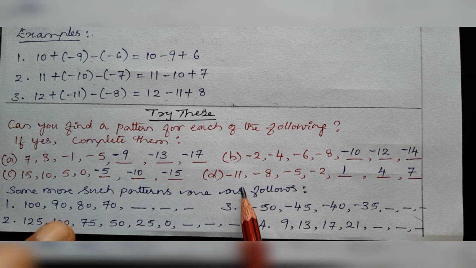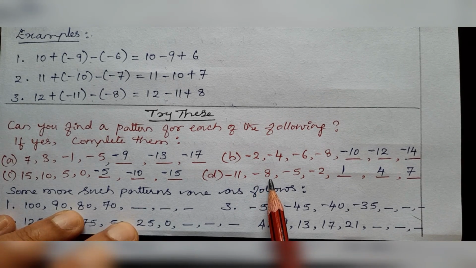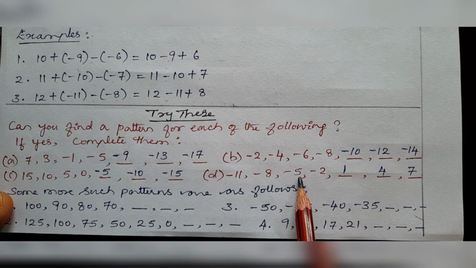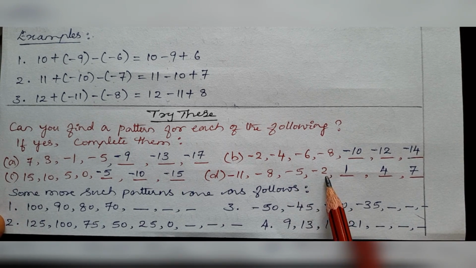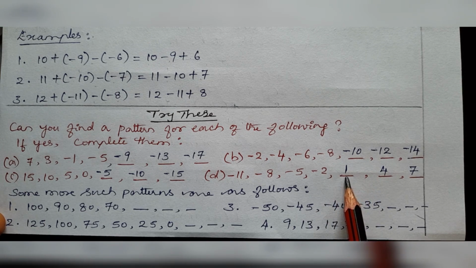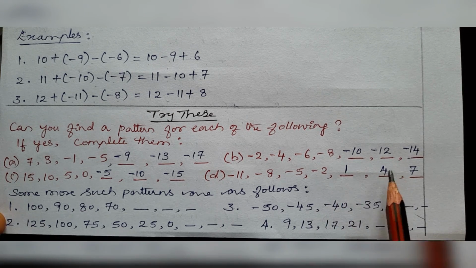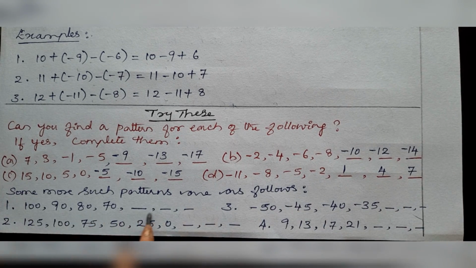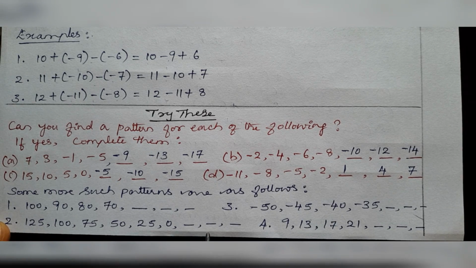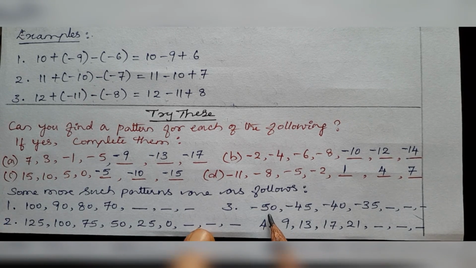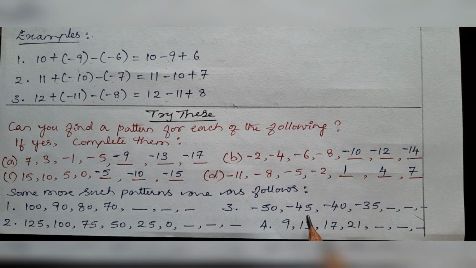Next. Minus 11, minus 8, difference is 3. Minus 8, minus 5, difference is 3. Minus 5, minus 2, difference is 3. So, minus 2 plus 3 is 1. 1 plus 3 is 4. 4 plus 3 is 7. Some more such patterns are as follows. 100 and 10 difference: 100, 90, 80, 70, like that. 125, 100, the difference is 25. Next here, 5 difference: minus 50, minus 45, minus 40, minus 35, like that.